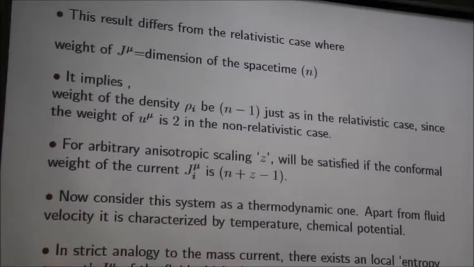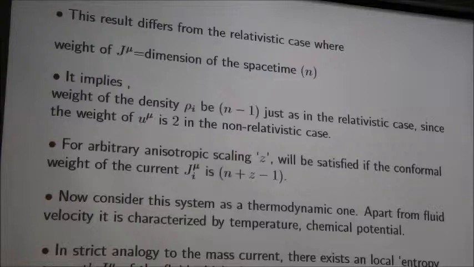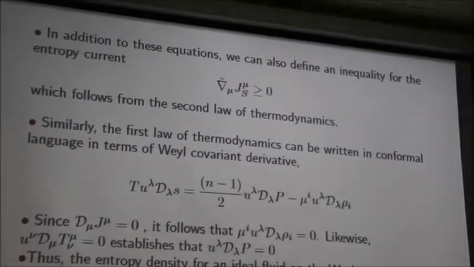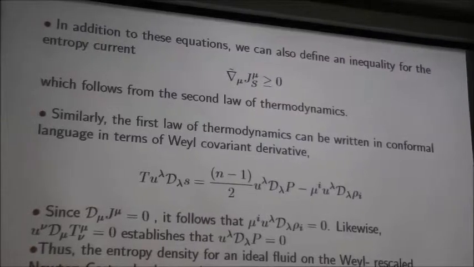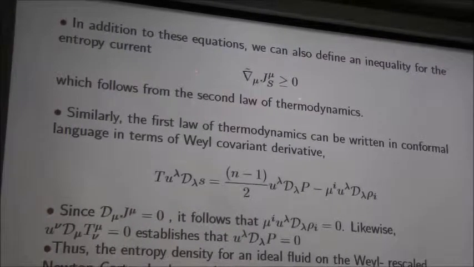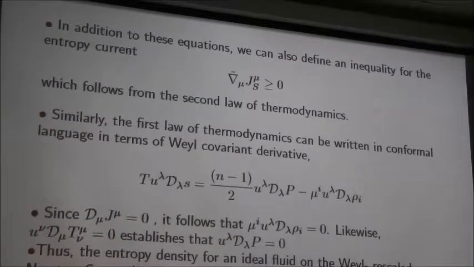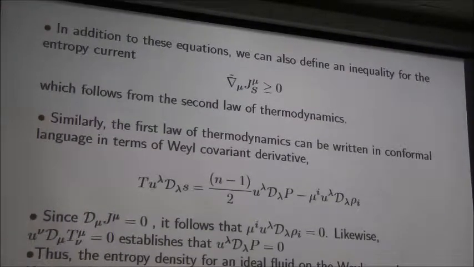When I'm discussing the fluid on the background, I have to consider it as a thermodynamic system, and for a conformal thermodynamic system, the only scaling parameters are temperature and chemical potential. So now I have to define the conformal weight of temperature and chemical potential. To get a proper thermodynamic system, the covariant derivative of the entropy current has to be greater than zero. It has to be non-negative, which follows from the second law of thermodynamics. I will reproduce this result in a conformal language also, in the Weyl covariant formalism.